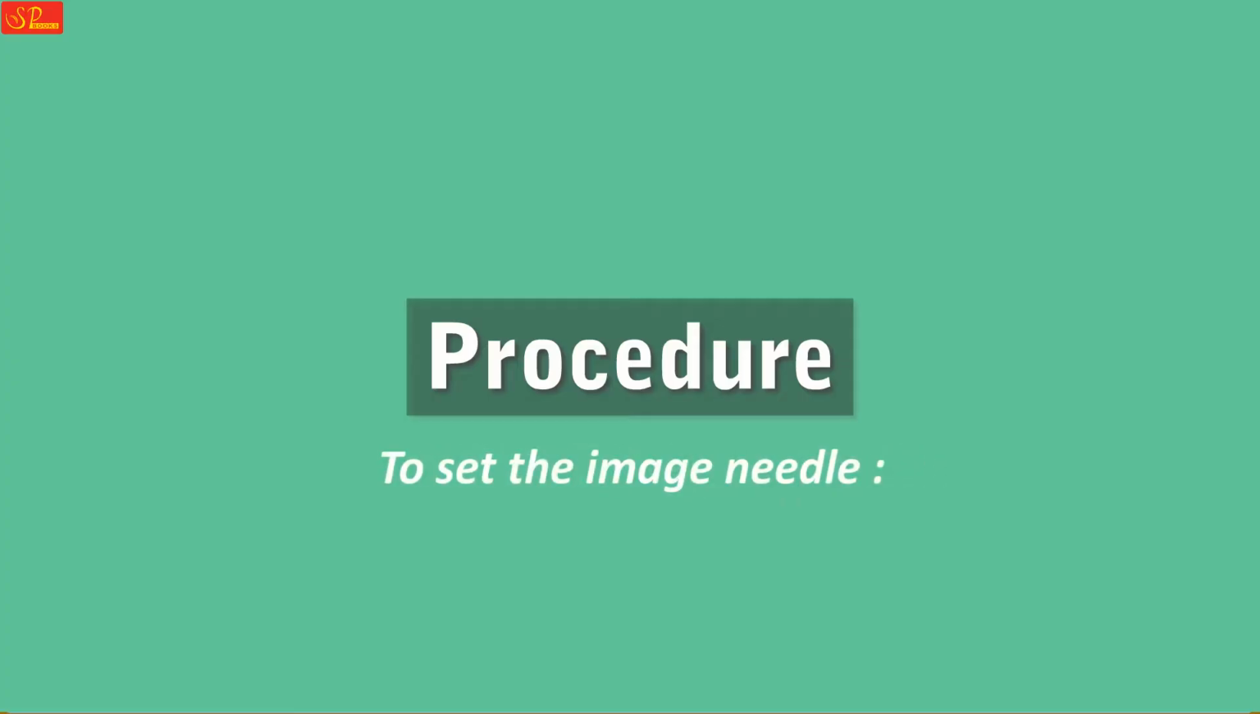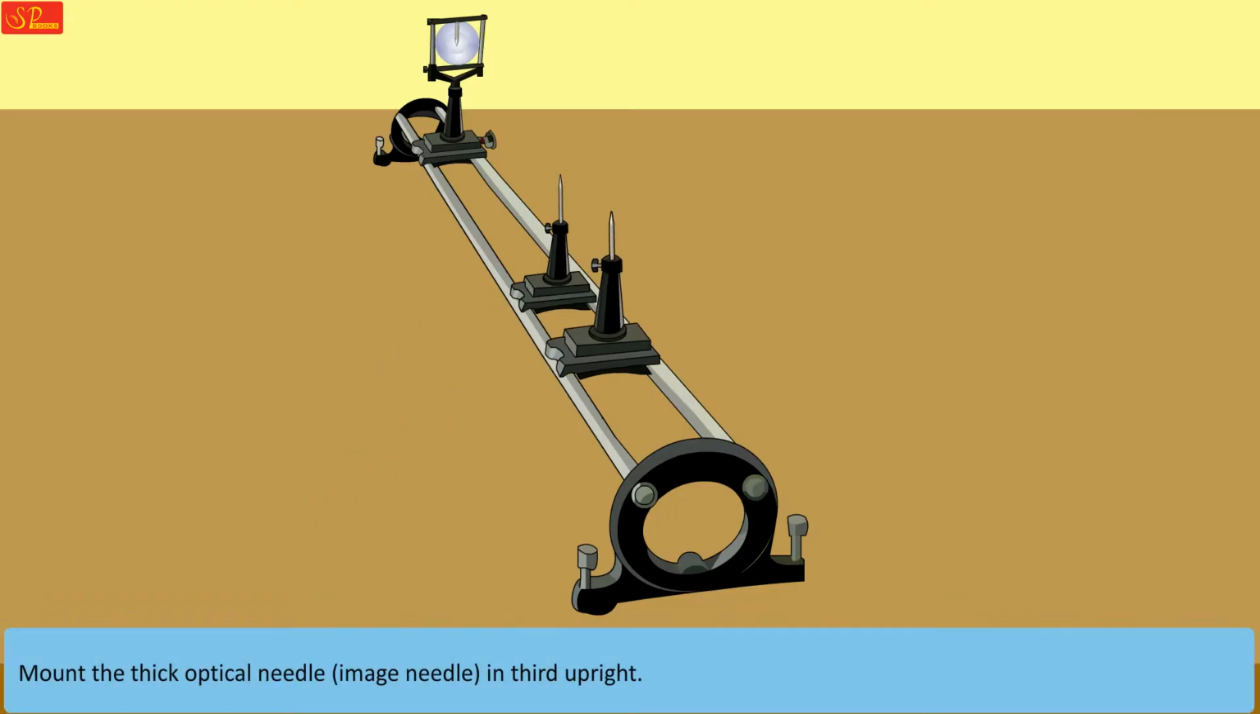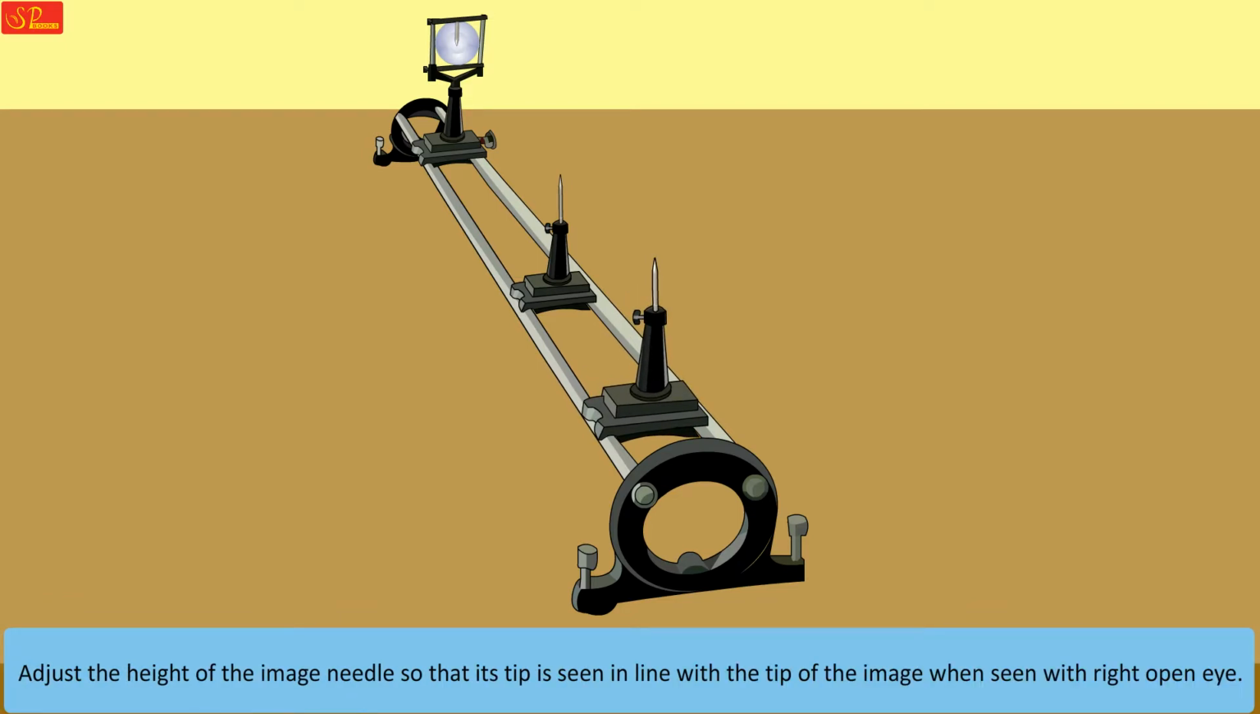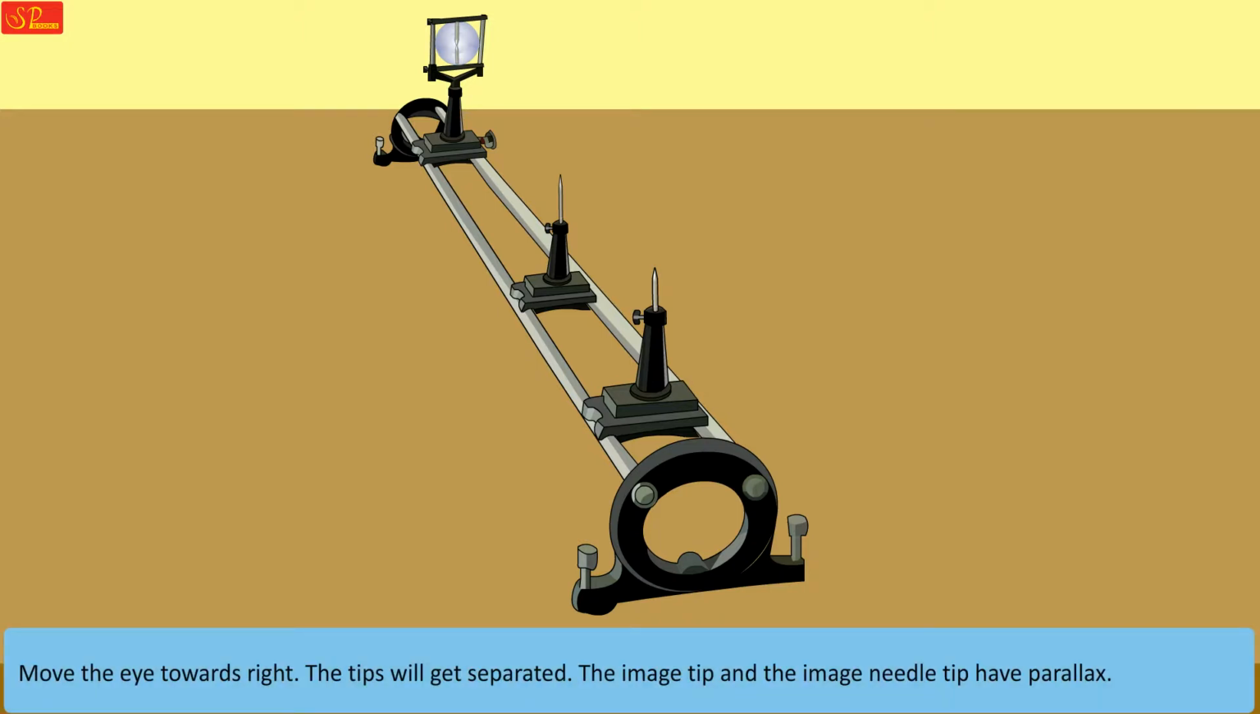To set the image needle, mount the thick optical needle, the image needle, in the third upright. Move the upright near the other end of the optical bench. Adjust the height of the image needle so that its tip is seen in line with the tip of the image when seen with the right open eye. Move the eye towards the right. The tips will get separated. The image tip and the image needle tip have parallax.